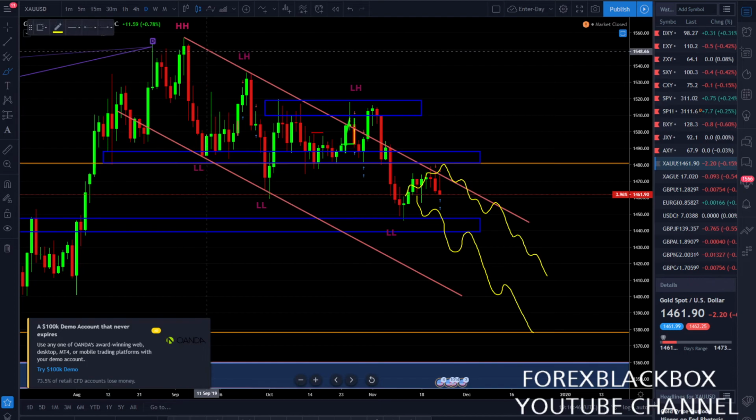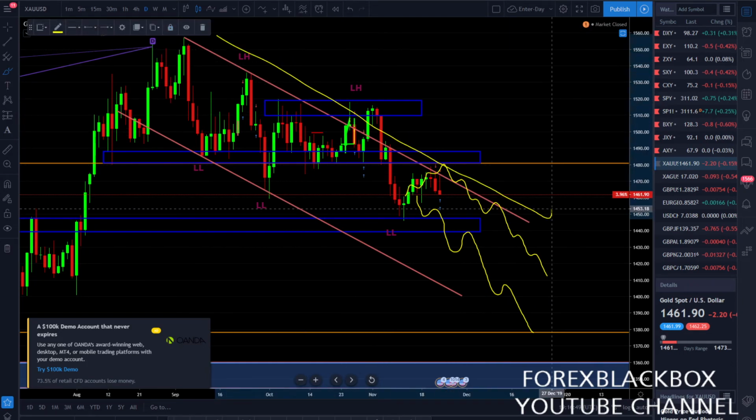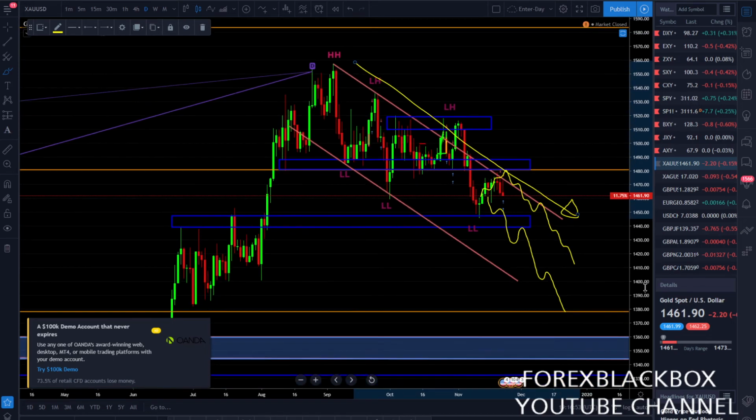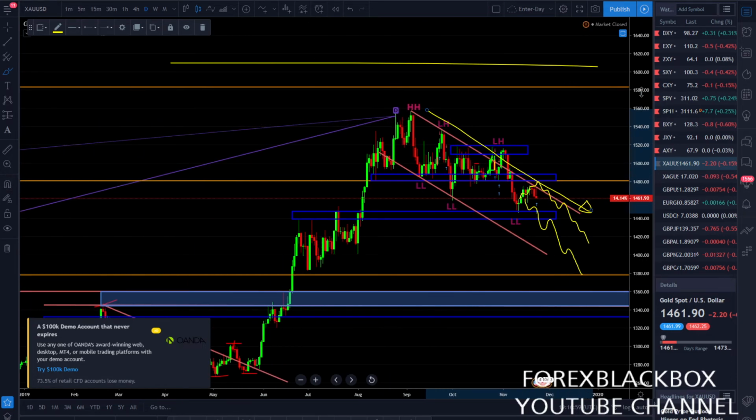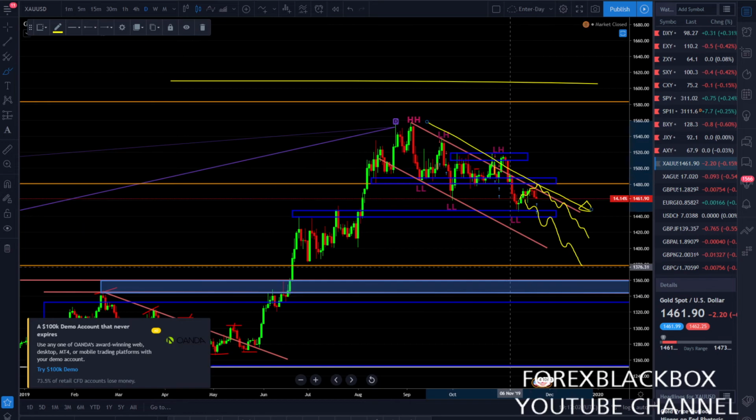This down move itself, it will keep going down to the 135 area. That's my target, the ultimate target. Then after that, I will be looking for a long position. Expected to come down here. That's Fibonacci.